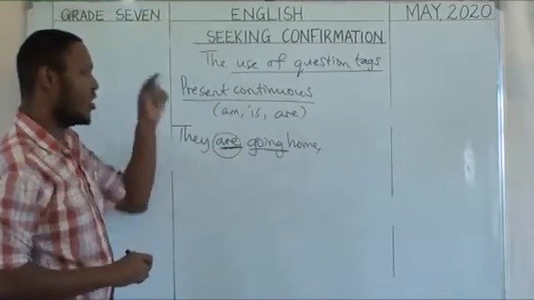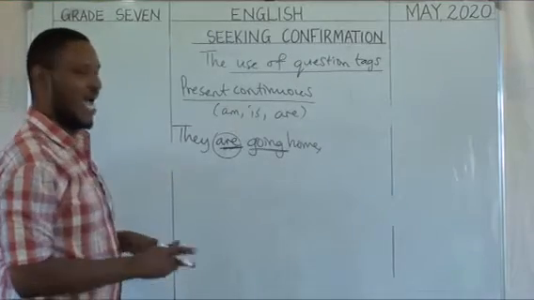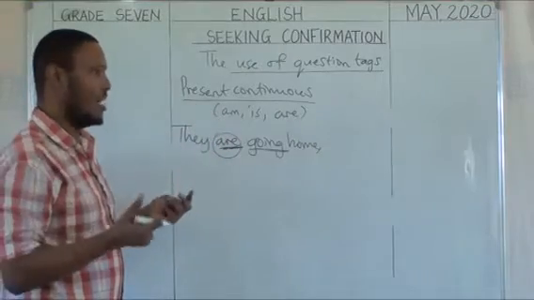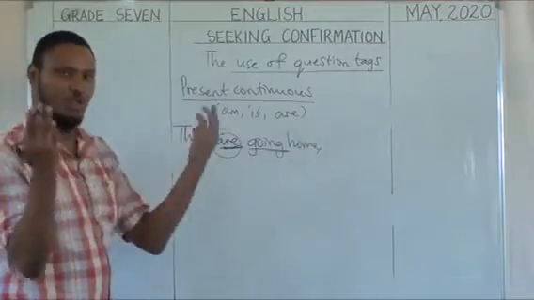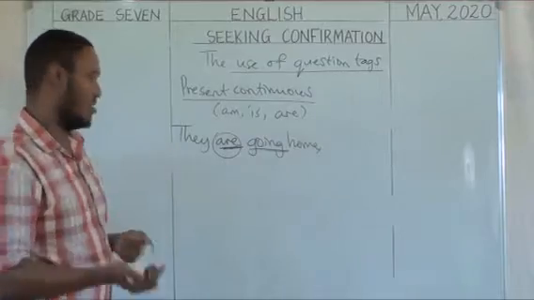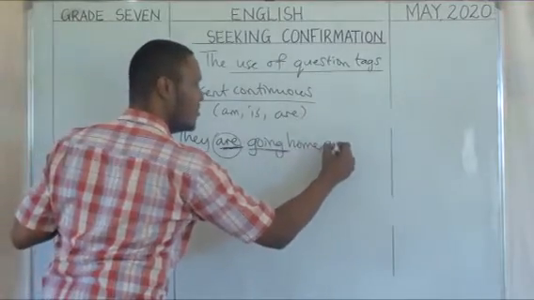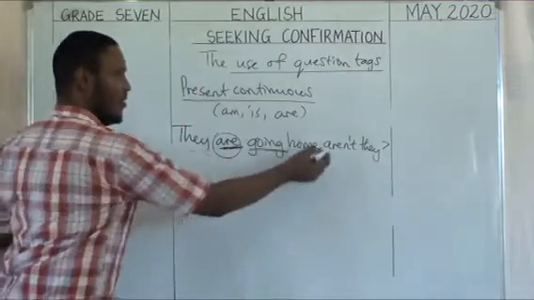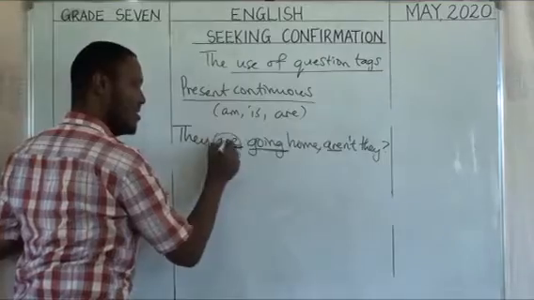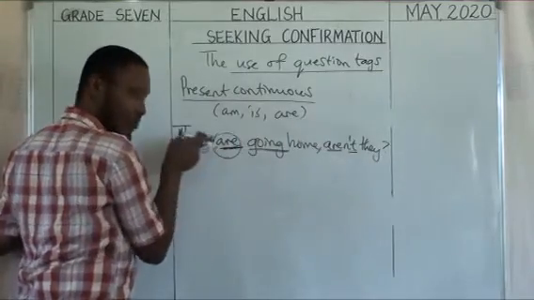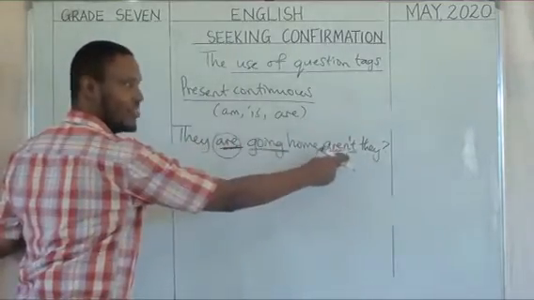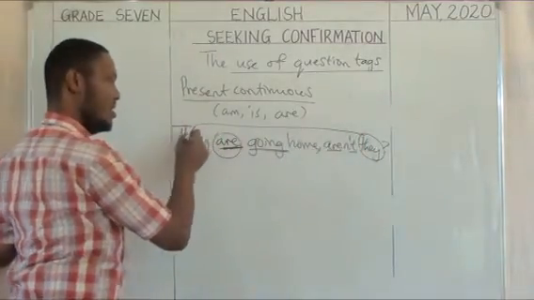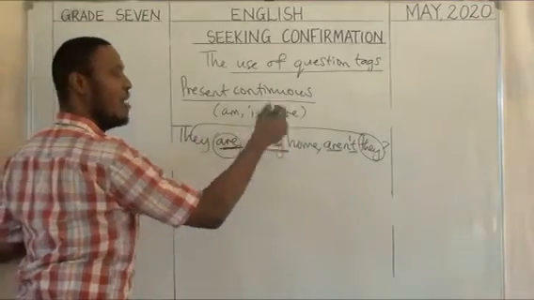They are going home. And when you're forming a question tag, make sure you combine or shorten are not to aren't. They are going home, aren't they? What do you notice? We have that helping verb there, and then the not, because this one is a positive statement, it takes a negative question tag. And then we've used this pronoun here.